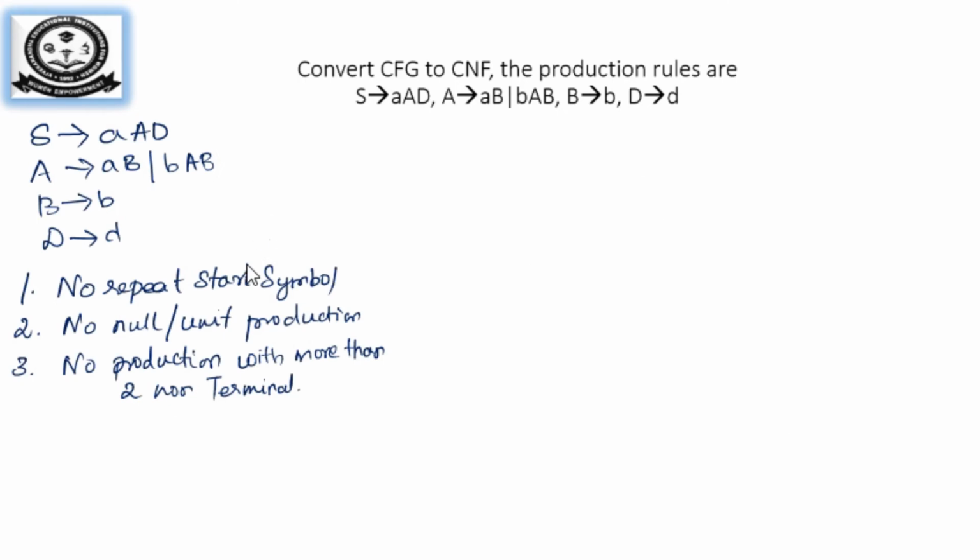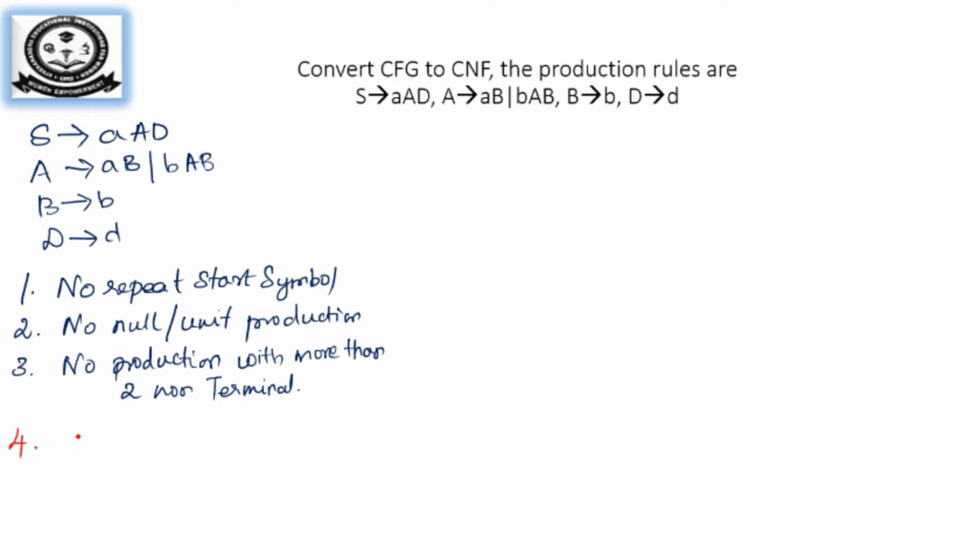So let us see another example. So you can see there is no null production in your grammar. There is no unit production also in your grammar. And you can see the start symbol is not repeated on the right hand side. So the only thing is it is not in the form of Chomsky normal form. So we have to change the formula. So let me change that.